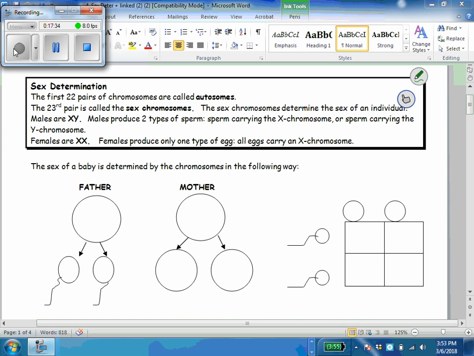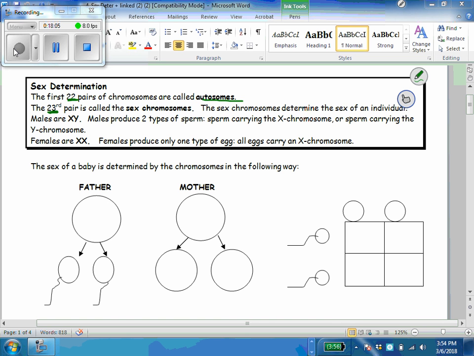So the last type of problems that we want to do are called sex determination or sex-linked traits. So let's back up a bit and just review that. There are 23 pairs of chromosomes in humans, 46 total. The first 22 pairs are called autosomes, meaning they do not determine your gender. That 23rd pair does determine your gender. Those are called sex chromosomes.